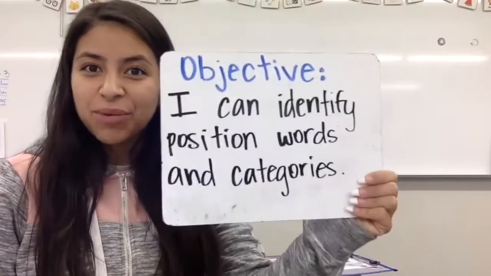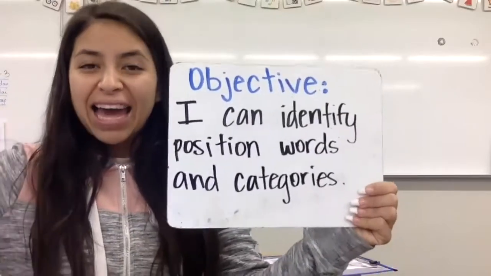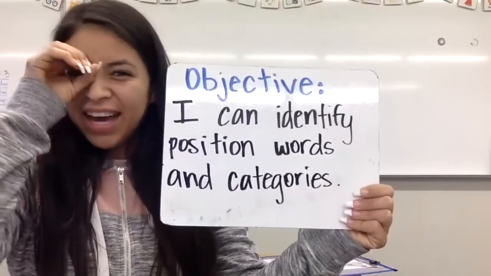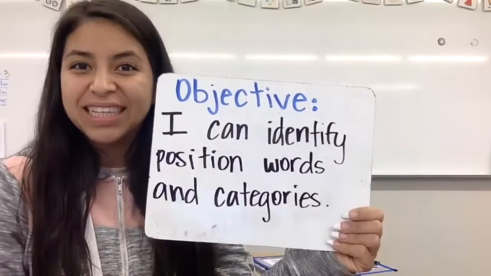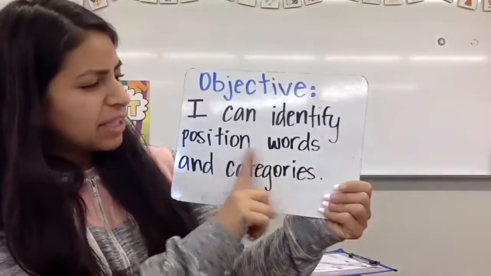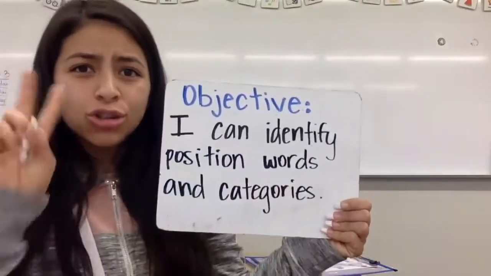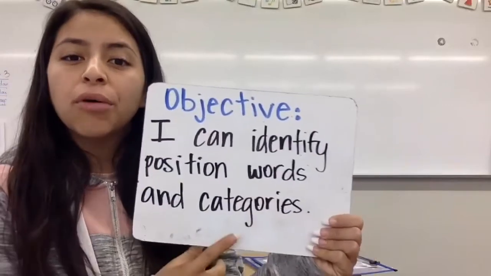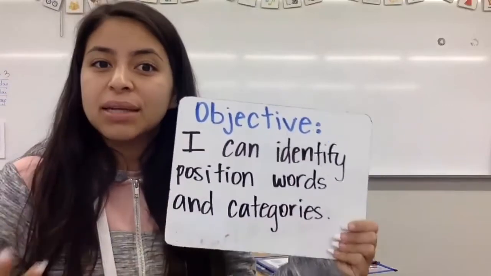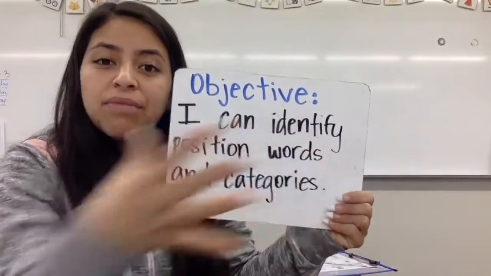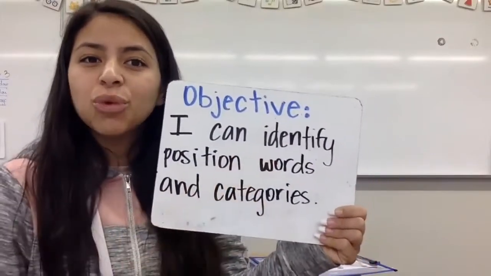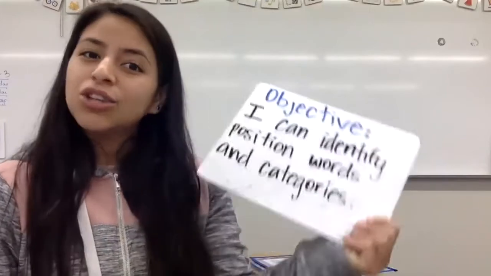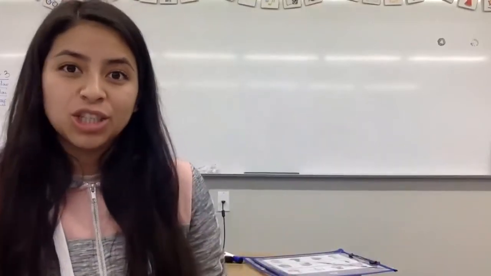Let's go ahead and start with our objective. I can identify position words and categories. Position words and categories. Those are two big words. We already went over categories, so we know that sometimes things go together because of some of the qualities they share. But position words, we haven't gone over that. So let's go ahead and go over what a position word is.